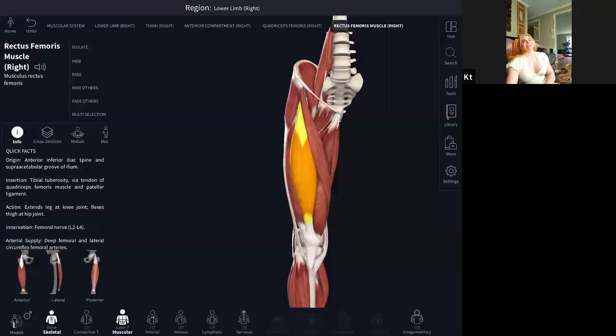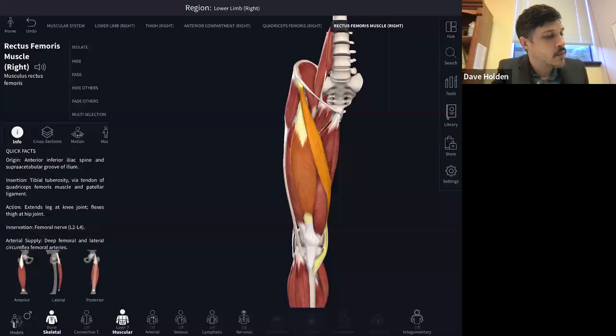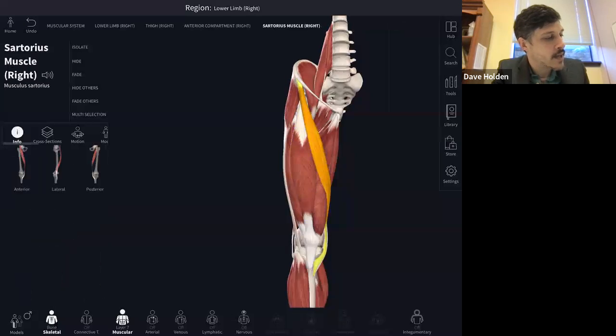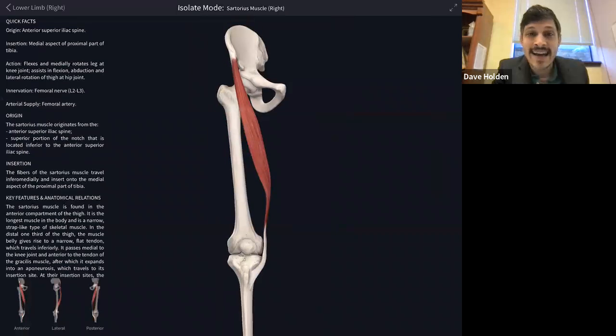All right, so rectus femoris is the only one that crosses the hip. We are going to look at sartorius. I'm going to isolate this muscle, ASIS to the pes anserinus. Now this muscle is doing a lot. Notice all the different directions this thing goes. So let's start breaking this down.